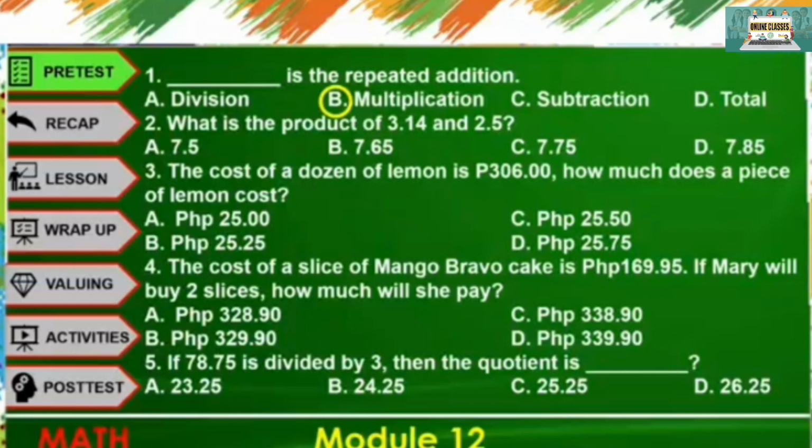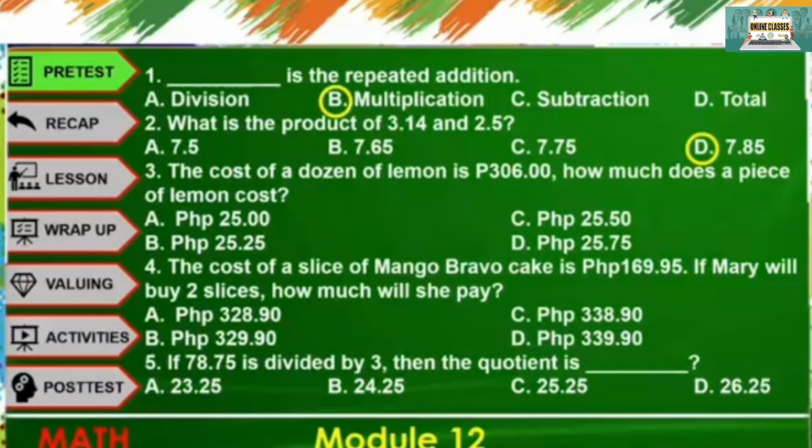2. What is the product of 3 and 14 hundredths and 2 and 5 tenths? A. 7 and 5 tenths. B. 7 and 65 hundredths. C. 7 and 75 hundredths. Or D. 7 and 85 hundredths. The answer is D. 7 and 85 hundredths.